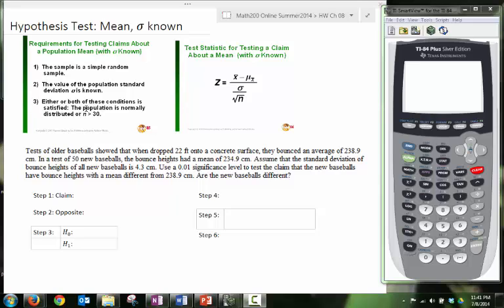And we want one of these two conditions, or both, to be satisfied: that the population is normally distributed, or we have a large enough sample of 30 or more. This is the formula for our test statistic. We're actually not going to use this formula because we're just going to rely on our calculator. But should you need that formula, here it goes.